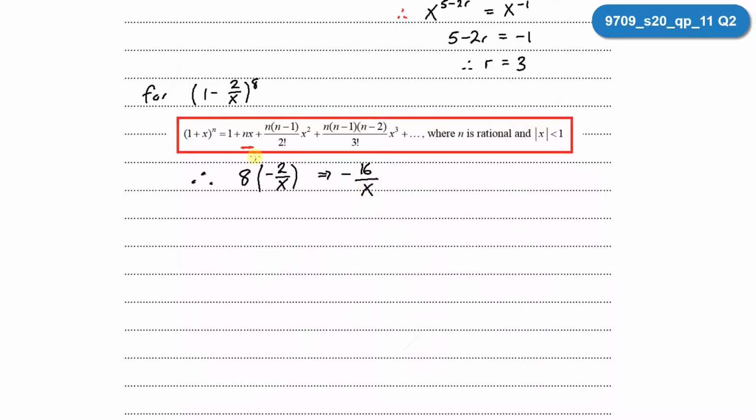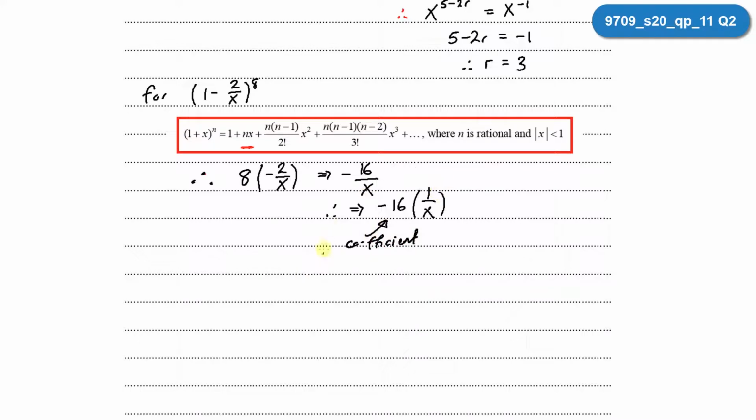So the term in 1 over x is the second term in the expansion of (1 minus 2 over x) to the power of 8. And this happens to be minus 16 over x. So this can be expressed as minus 16 of 1 over x. And therefore the coefficient is simply minus 16.